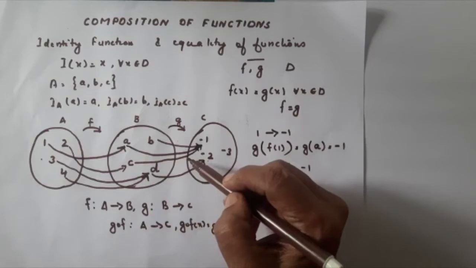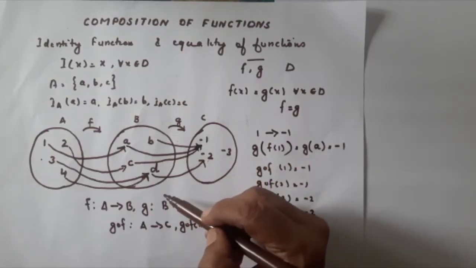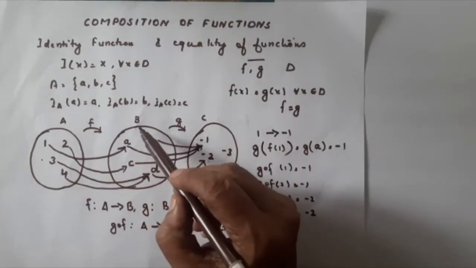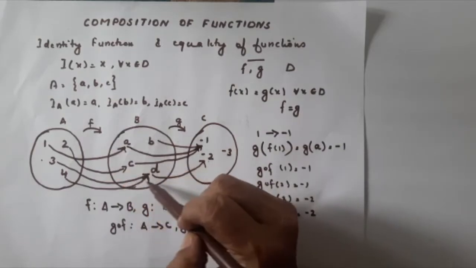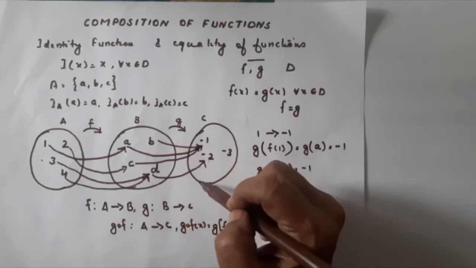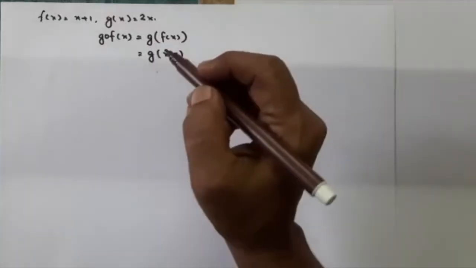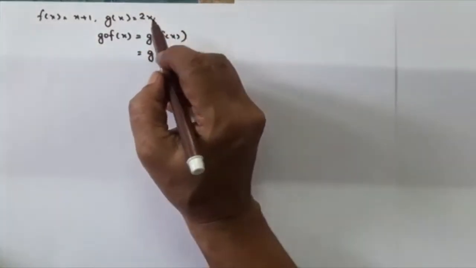Therefore, what is the condition for the existence of the composition of function g dot f? That means the range of f should be a subset of the domain of g. Only then g dot f is meaningful. Now, let us take the case of real valued functions.